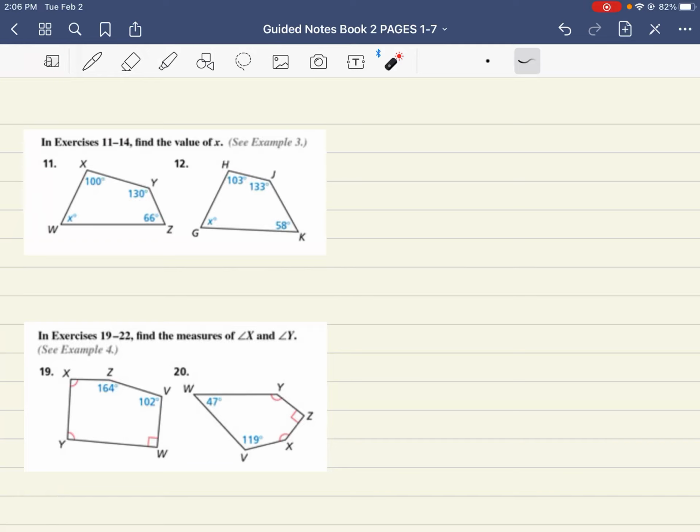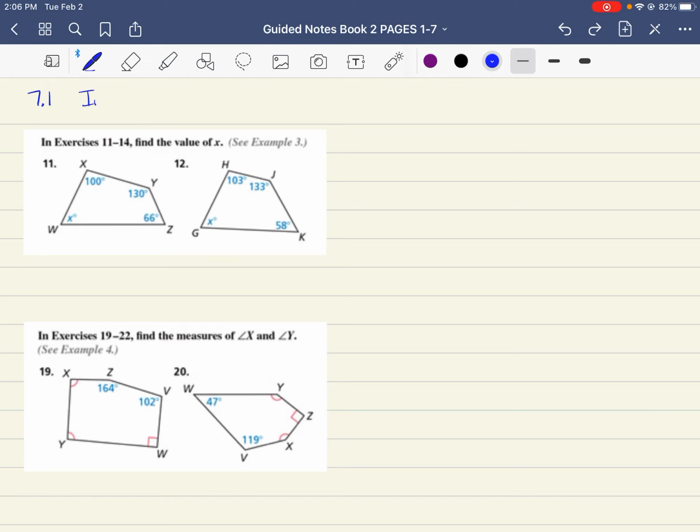Okay, in this video we're going to go through a couple of the homework problems. This is from section 7.1, so we just did the notes on the interior and exterior angle theorems, so I'm just going to write them up here.